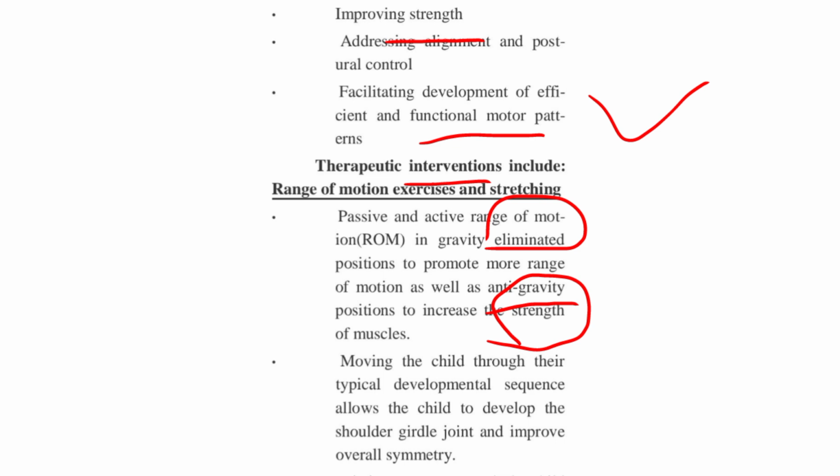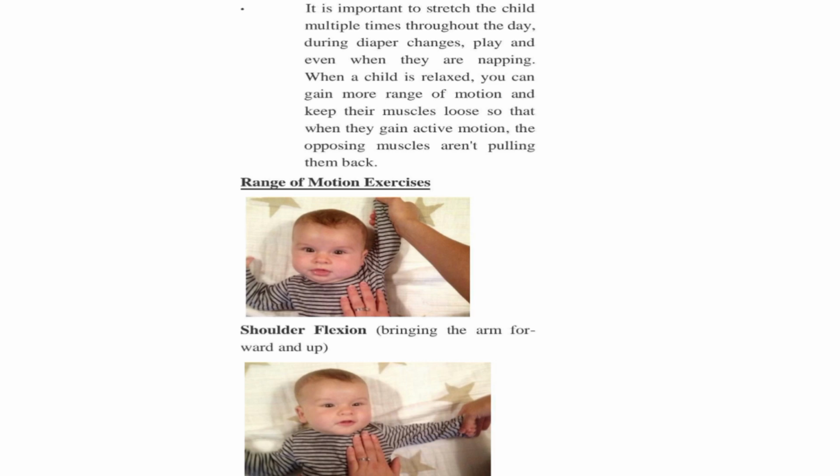Moving the child through their typical developmental sequence allows the child to develop the shoulder girdle joint and improve the overall symmetry of the joint. It is important to stretch the child multiple times throughout the day to improve the child's condition.